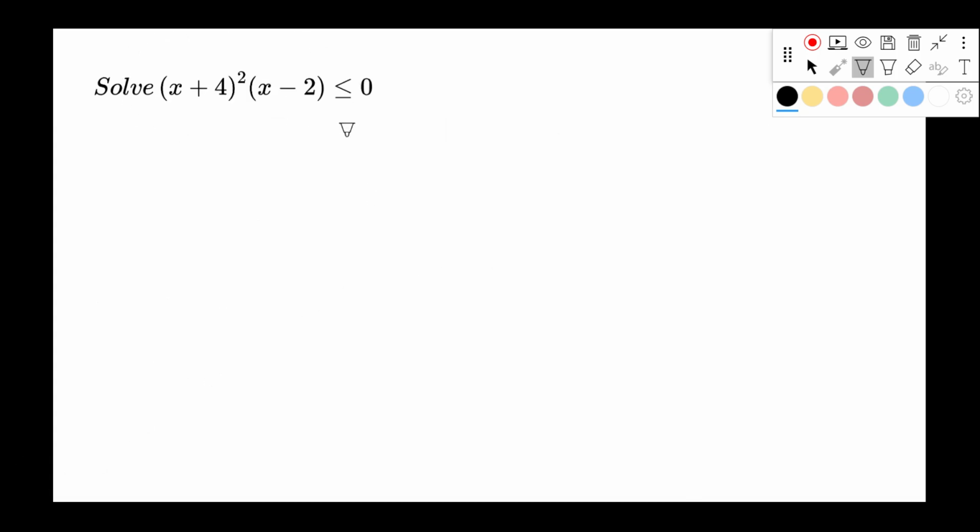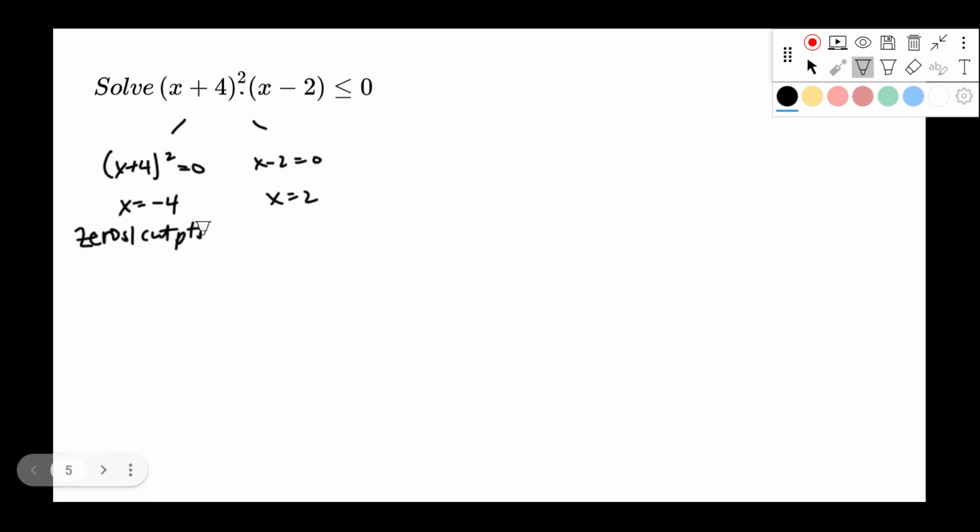All right, let's try x plus 4 squared times x minus 2, less than or equal to 0. This has already been factored. It's already in standard form, and I have everything on the same side. So I just want to know where this thing is equal to 0. So I'm going to split these right away. This second one gives me x equals 2, and the first one gives me x equals negative 4. These are my zeros. They're my cut points.